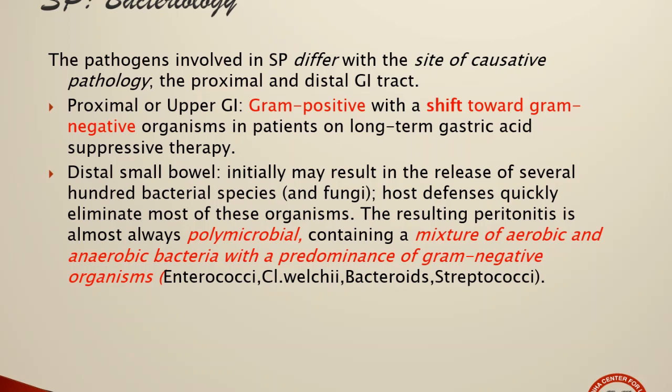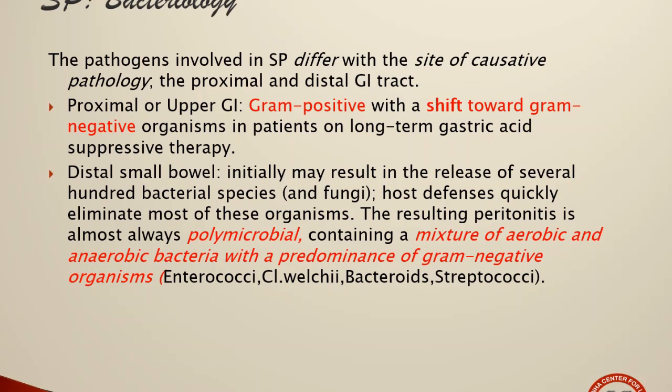Distal small bowel, as you go down the bowel more and more distally, it becomes a mixture of several hundred bacterial species and fungi. The host defenses normally would quickly eliminate them, but depending upon the amount of outpouring of the bacteria and the fungus, the peritonitis is almost always polymicrobial, containing a mixture of aerobic and anaerobic organisms, with a predominance of gram-negative organisms.